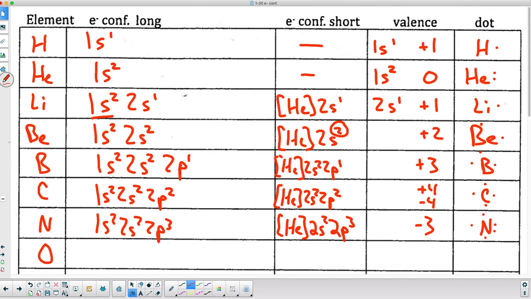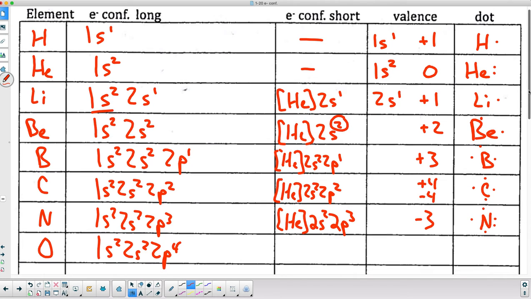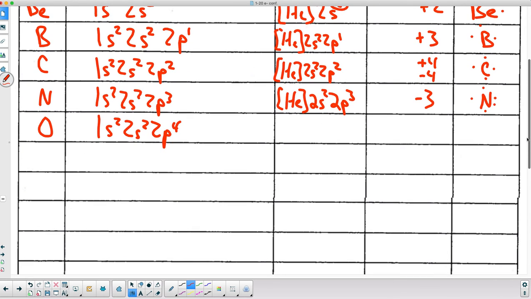And then oxygen, 1s2, 2s2, 2p4. I hope you guys are starting to see the pattern. Oxygen still needs helium as its abbreviated, 2s2, 2p4. There is a -2 because it has 6 valence electrons and gains 2. Okay, and then I go 1, 2, 3, 4, 5, 6. And there's my dot diagram for oxygen.